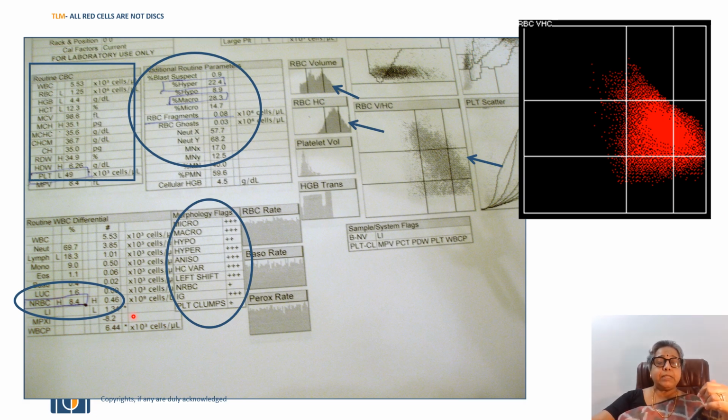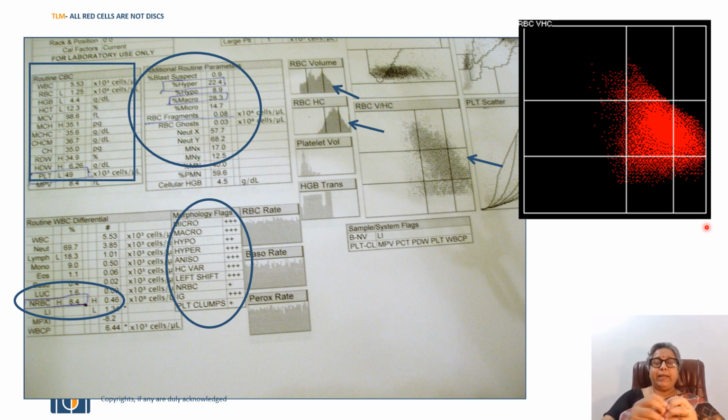The NRBCs are also present. Okay, the NRBCs will be here. It will be seen on the WBC scatter. Now, the flags: microcytes, macrocytes, hypochromic, hyperchromic, anisocytosis, hemoglobin variation, left shift, NRBC, IG, platelet clumps. The whole garden is there.